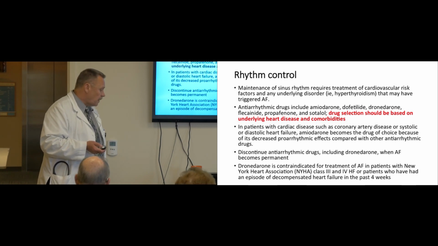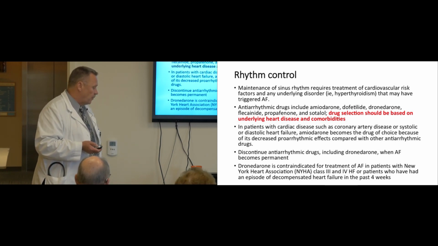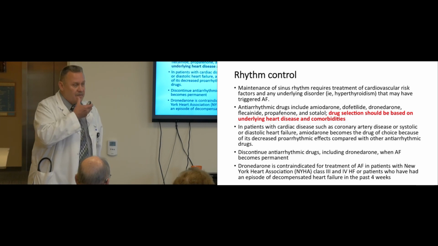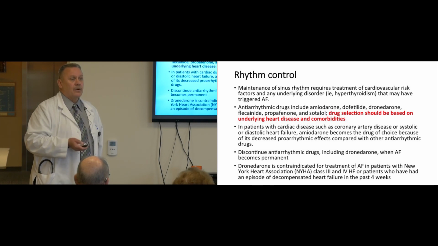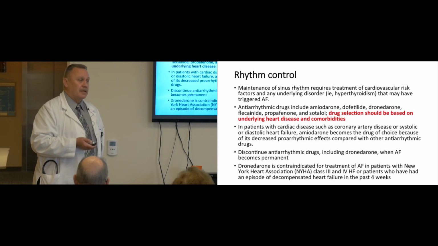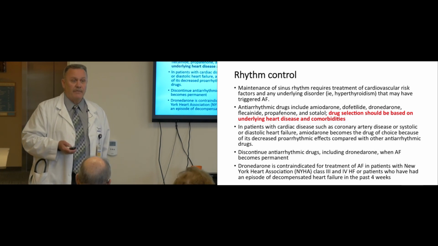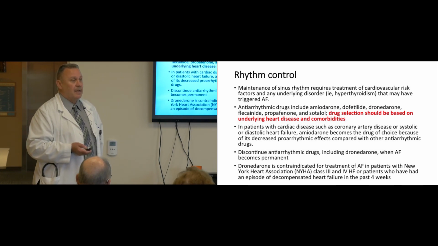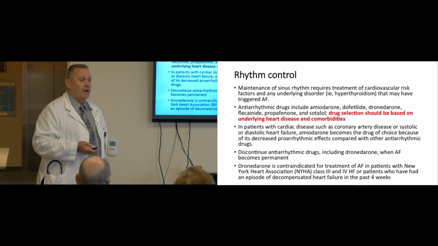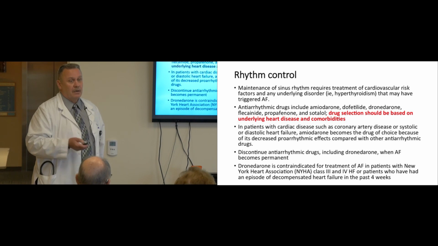Flecainide and dronedarone, dronedarone is one of the relatively newer ones. Flecainide is an older one. Those are used principally to keep people out of atrial fibrillation. Again, typically the younger person that is still active in sports. Dronedarone should not be used in people with heart failure. Flecainide should not be used in people with abnormal hearts. So that's why you and your doctor and an echocardiogram have to be done in order for you to get the right medication for you.